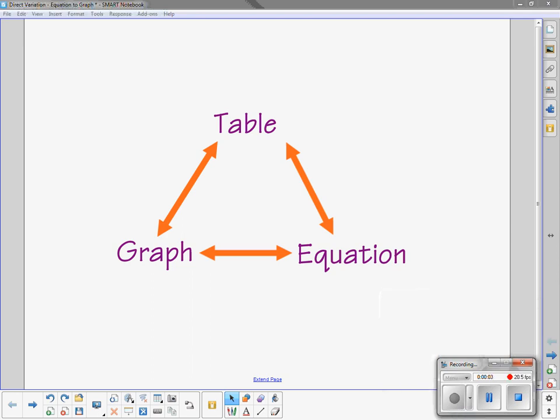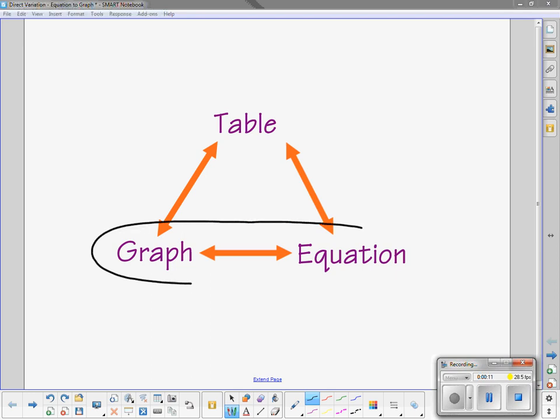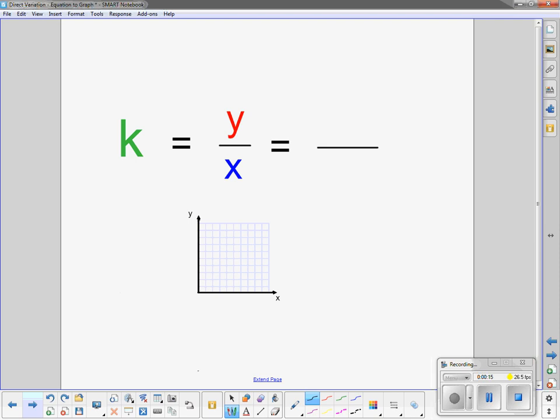In this video with direct variation, we're going to be changing from a graph to an equation and from an equation back to a graph. We talked in the last video about the constant being the same thing as y over x. So today we're going to look more at what this would look like on a graph.